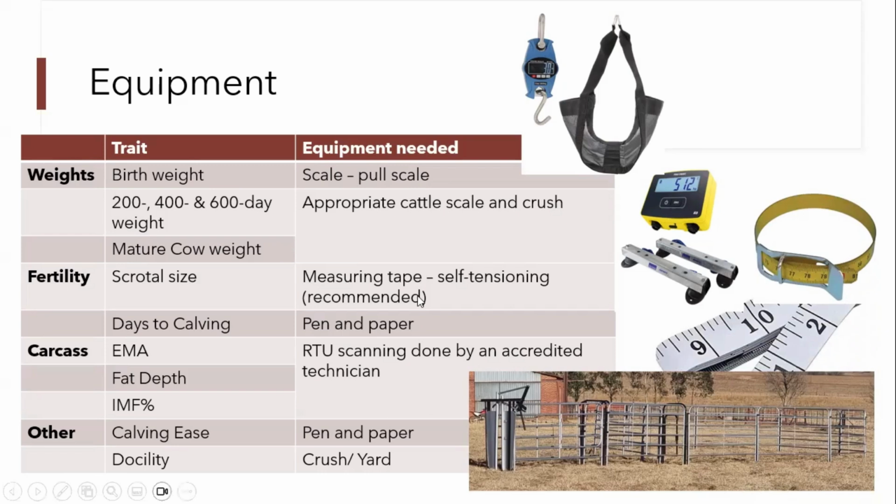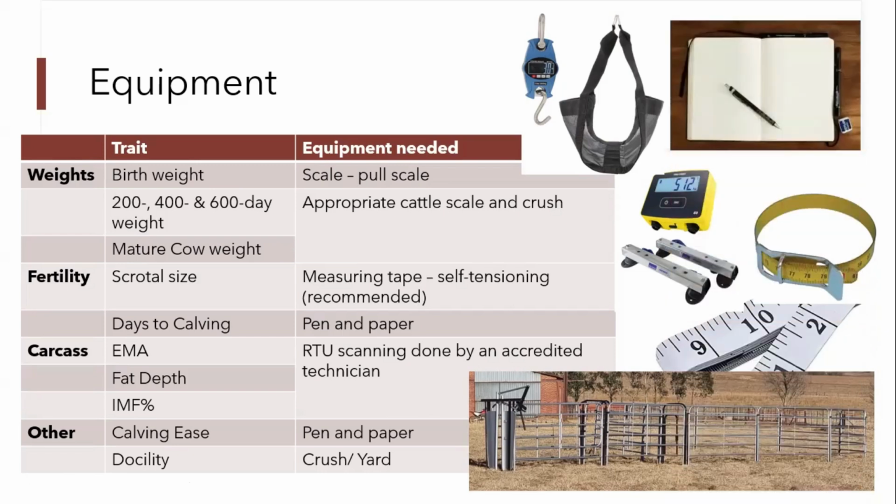With days to calving, all you need is a pen and paper. With your carcass traits, you need to get that accredited scanner with a RTU scanning machine. Then with calving ease, it's just pen and paper. Docility, you need a crush. So this is really all you need to do all the performance recording that is required of you. Good facilities, handling facilities, a cattle scale, a tape measurement, and a book and a pen. That's all we need.